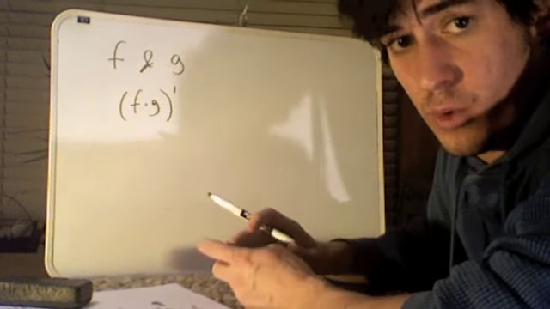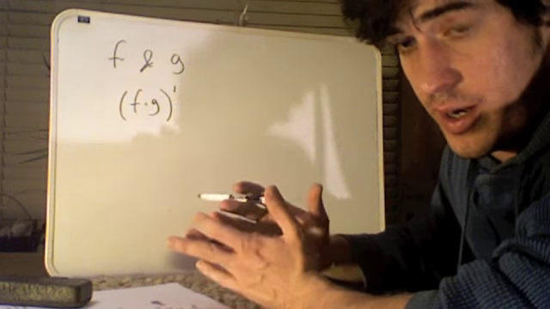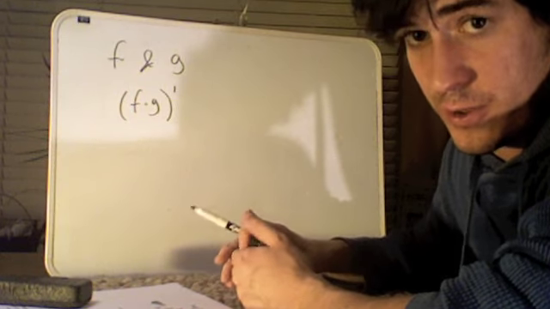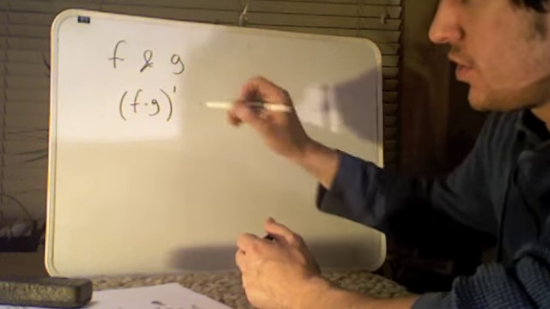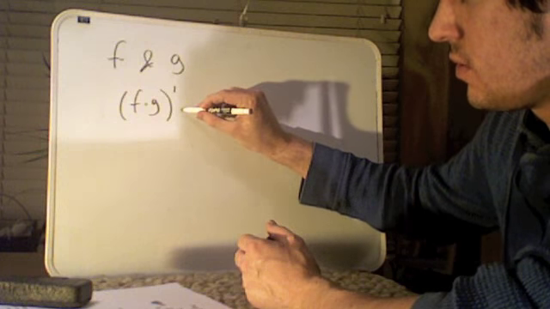All right. It doesn't really matter what f and g are here. This is just a general formula like that general formula for the power rule that I showed you earlier. The general formula is this, and it's easy to remember. Just get it in your head.